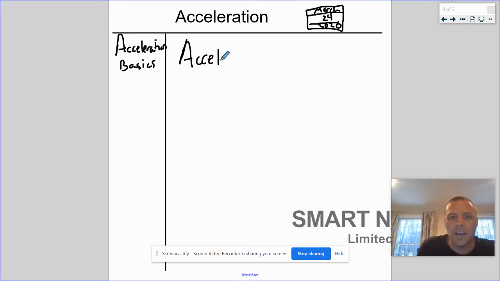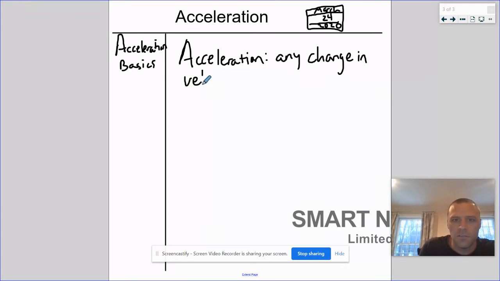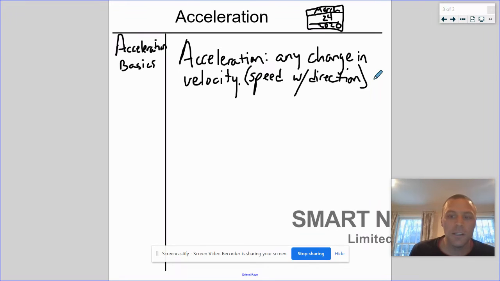Acceleration is any change in velocity. And velocity is really speed with direction. So anytime you change your speed, you speed up or you slow down, that's called an acceleration. And even if you stay at the same speed but you change your direction, that's an acceleration as well.